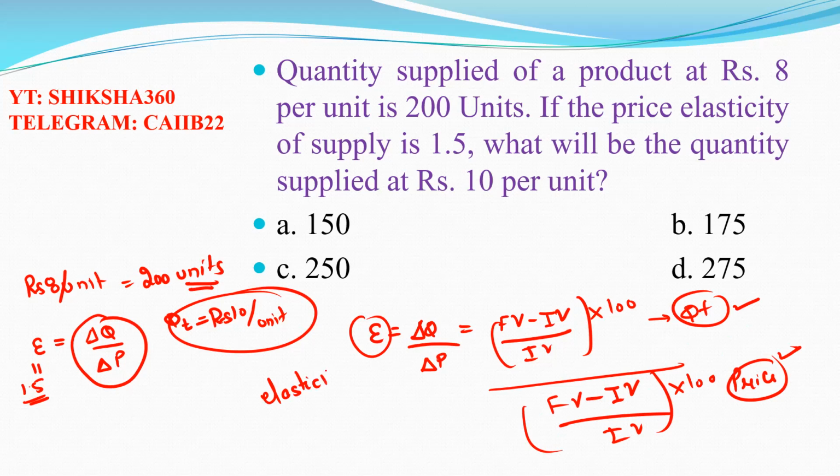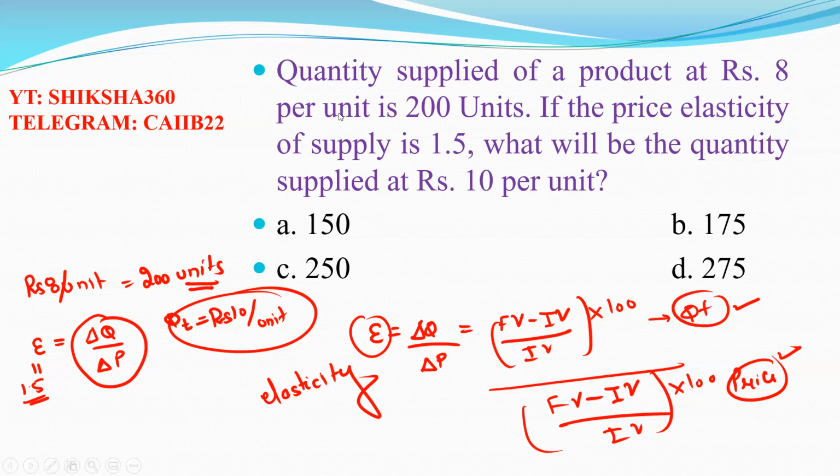Can anyone tell what the correct answer is? We have the options: 150 units, 175 units, 250 units, and 275 units. Please tell fast. How many of you are able to understand the question, so that I will not explain again? I'm waiting for the answer from your side.